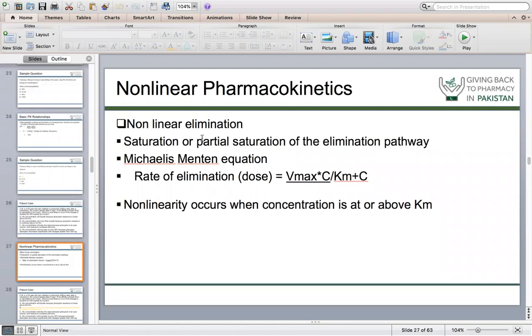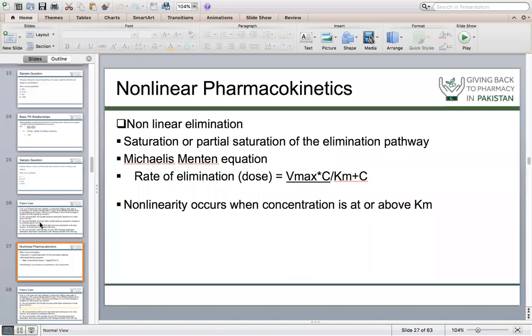So what is it known as? This sort of kinetics is also known as nonlinear pharmacokinetics, or saturation or partial saturation of the elimination pathway, or the Michaelis-Menten equation, which is this modified equation for the rate of elimination in case of these drugs, which is Vmax multiplied by plasma concentration divided by Km plus C, where Vmax is the maximum elimination capacity and Km is the concentration at which elimination is 50% of Vmax. Okay, so we have an important thing to remember in this sort of kinetics. Non-linearity occurs when concentration is at or above Km.